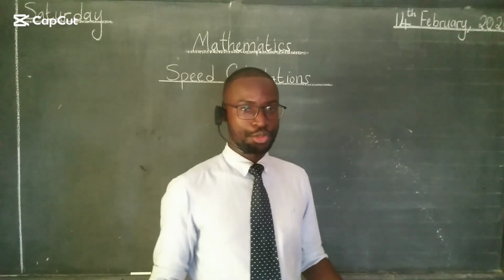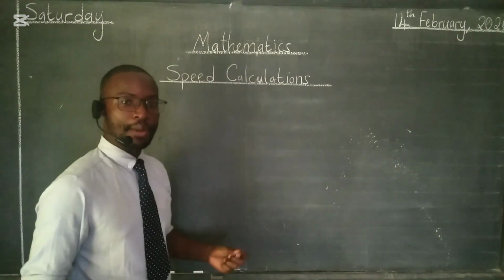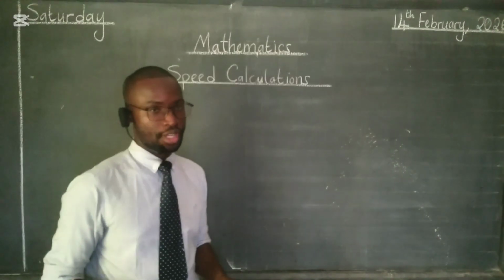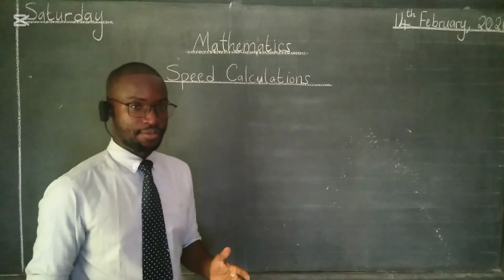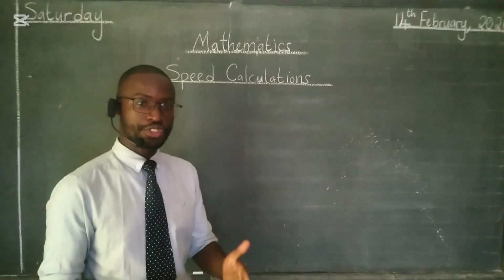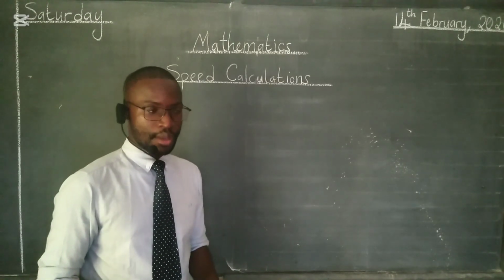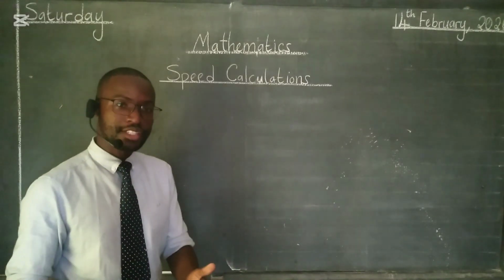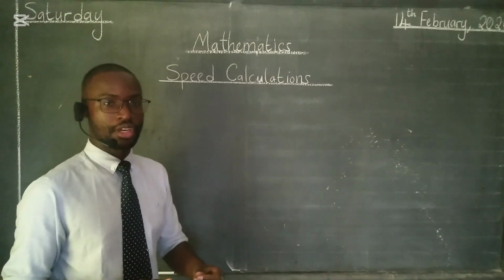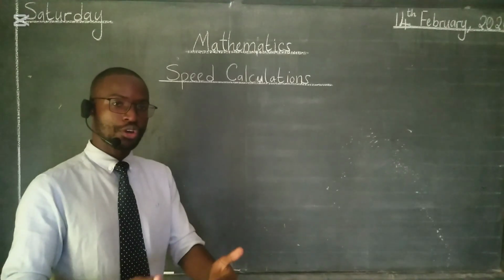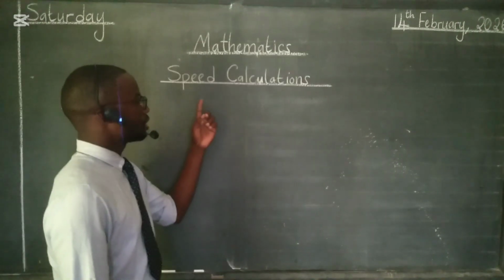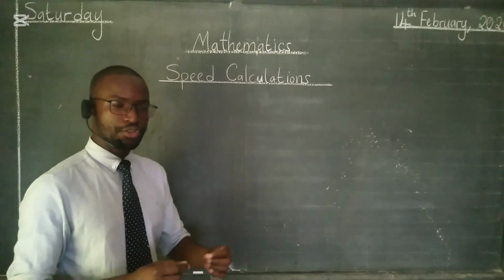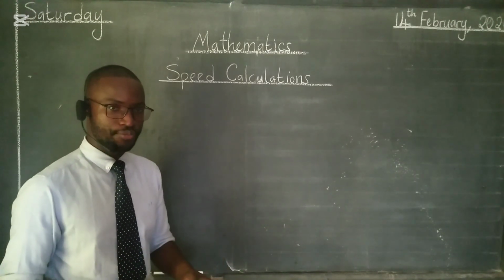Welcome. Today in mathematics, I'm going to teach about speed and the calculations that it involves. So first of all, what is speed? Speed is a rate of change of displacement. But since I'm talking to youngsters, we can define speed as how fast something is moving. You can also say how slow something is moving. So with speed, we are just talking about how something is moving. Is it moving fast? Is it moving slow?